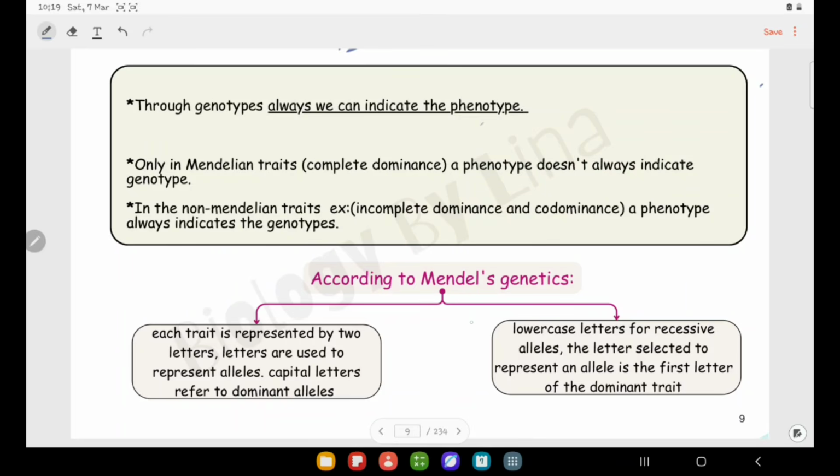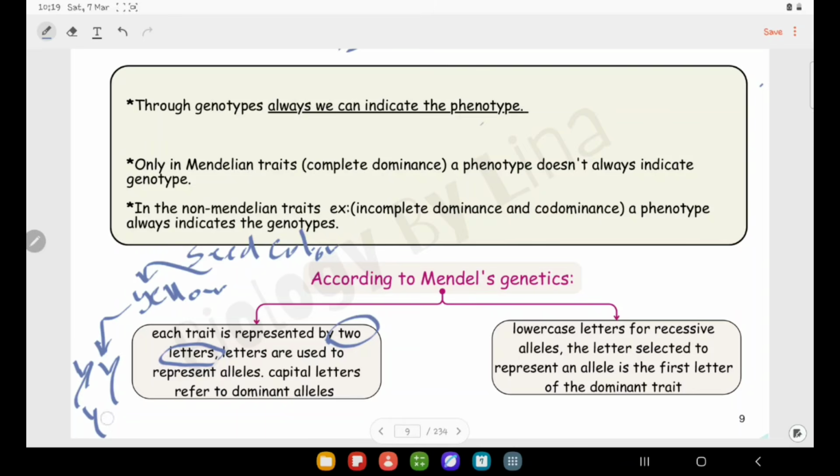According to Mendelian genetics, each trait is represented by, pay attention, two letters. So each trait, for example, if I talk about seed color, this is a character, right? But if we say yellow seed color, this is a trait. And this trait is represented by how many letters? It should be represented by two letters, okay? So we have capital Y, capital Y, for example, or maybe capital Y, small y. This is for the dominant trait.